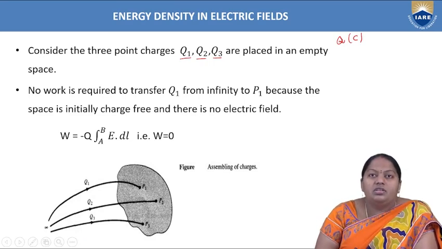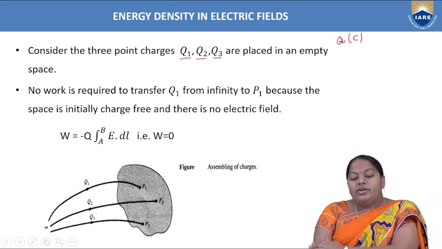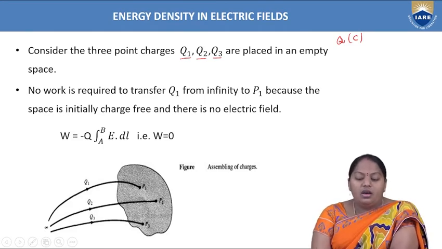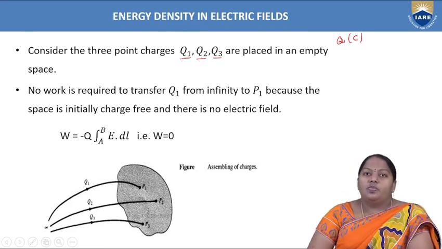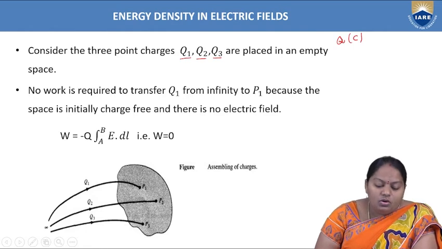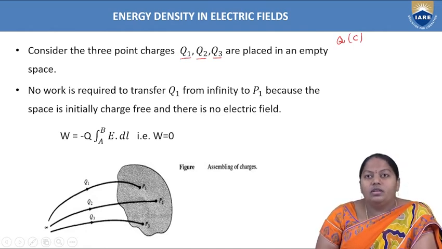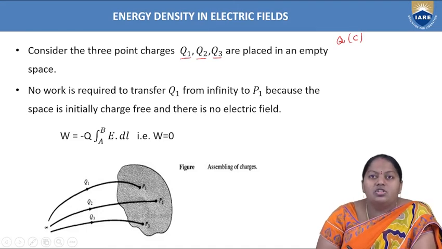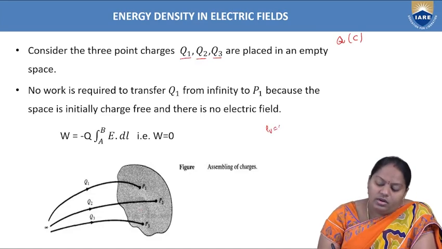So charge free region it is. Consider the 3 point charges Q1, Q2, Q3 placed in an empty space first of all. Now no work is required to transfer Q1 from infinity to P1 because the space is initially charge free and there is no electric field. Charge free means rho V equal to 0.